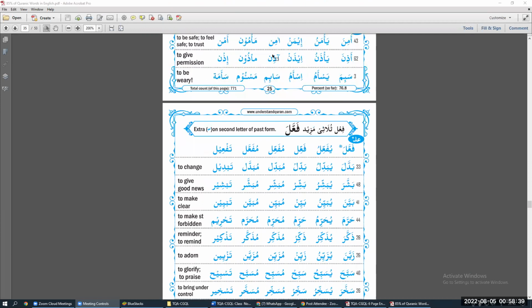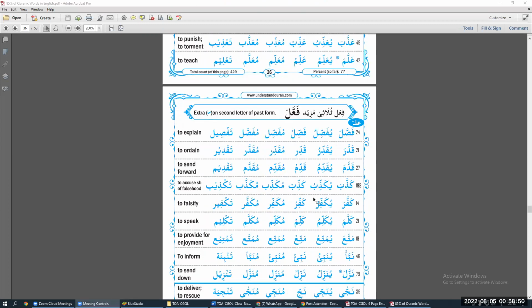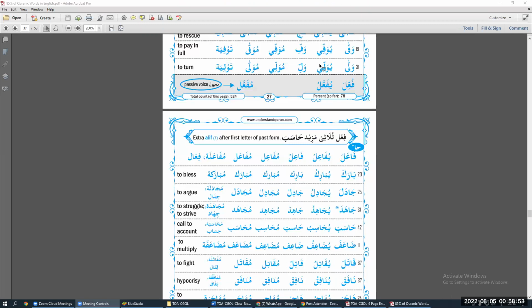Okay, you see here form 2: Baddala, Bashara, Bayyana, Harrama. Then if you go down below, you find this is Baraka. We say Barakallahu Ta'ala. Baraka, Jadala, Jahada. This is how you get all the forms. Now you will be able to make almost 98% of the conjugation of past tense verbs. Can we imagine how easy the language is?